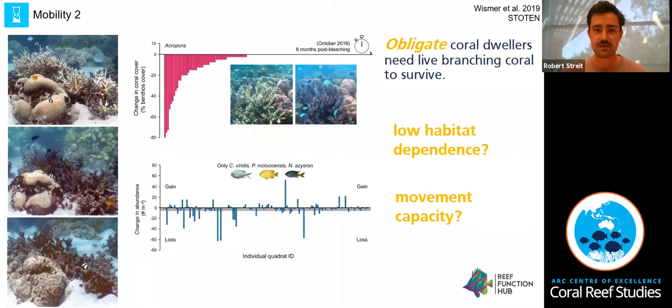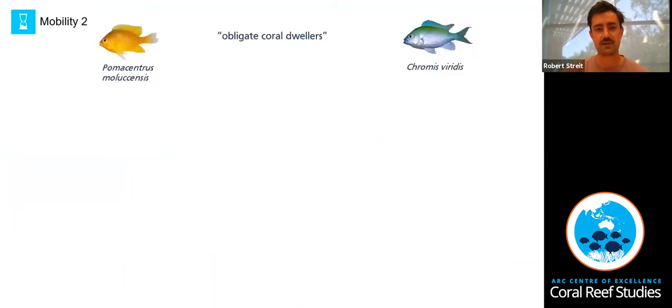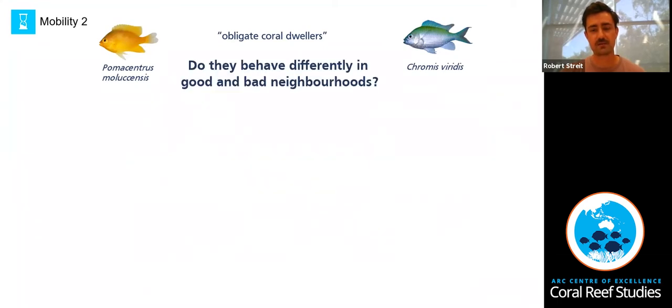So this was a study we did based on these observations of these patterns on Lizard during the bleaching event, but I wanted to understand a bit more about the behavior that sits behind this. So for that, I wanted to track obligate coral dwellers. I did this on Pomacentrus moluccensis and Chromis viridis. And basically, I wanted to know whether they behave differently in good and bad neighborhoods.